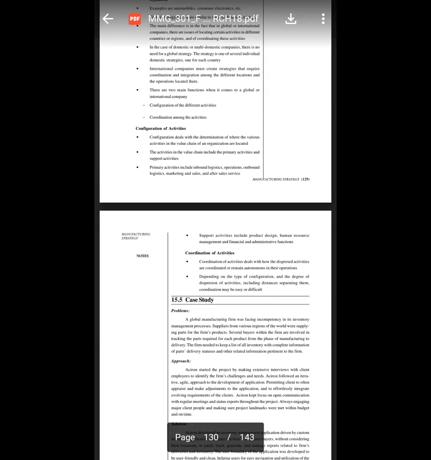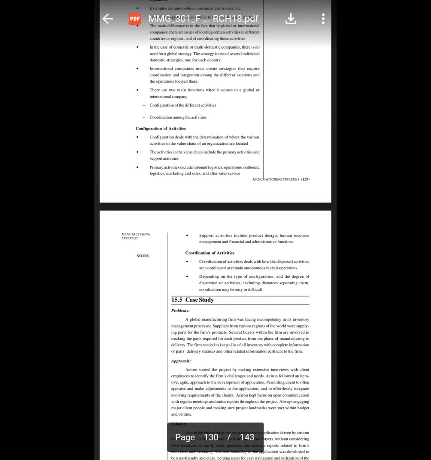The activities in the value chain include the primary activities and the supportive activities. Primary activities include inbound logistics, operations, outbound logistics, marketing and sales, and after-sales service. Supportive activities include product design, human resource management, and the financial and administrative functions. So these all are called the configuration of activities.